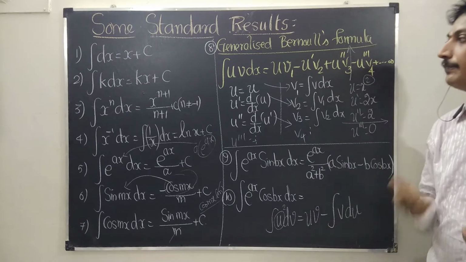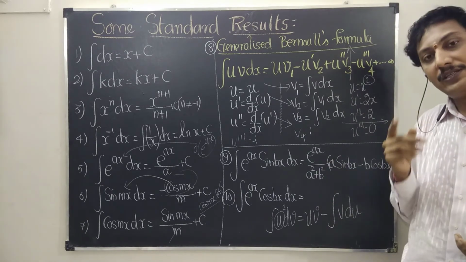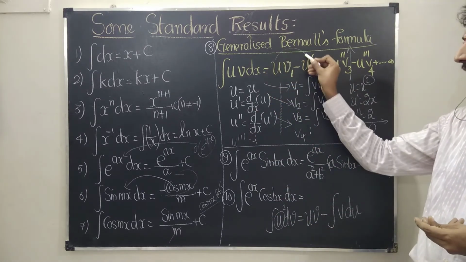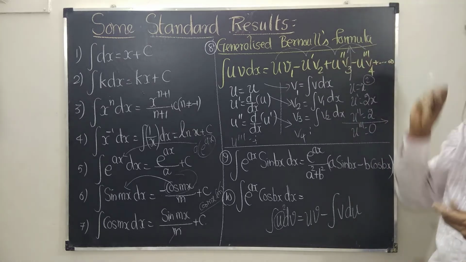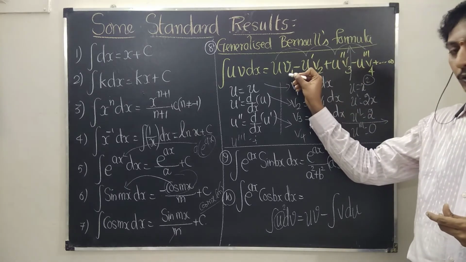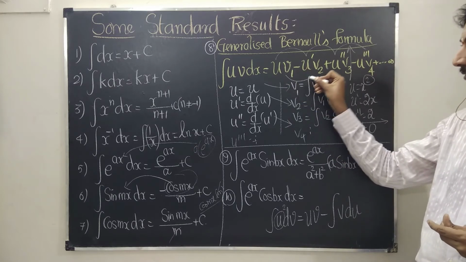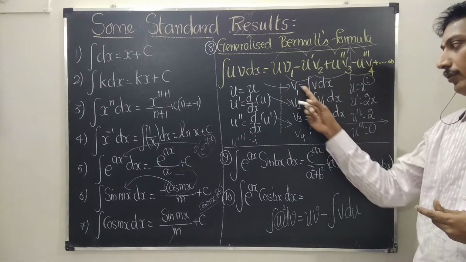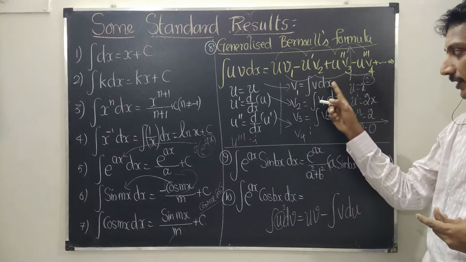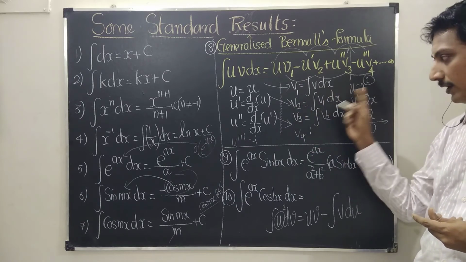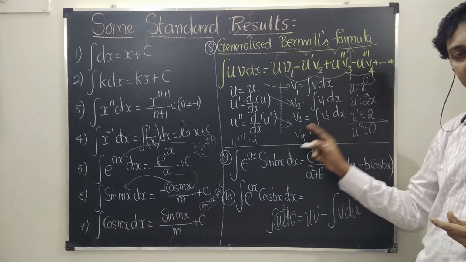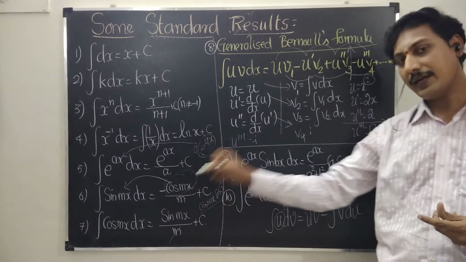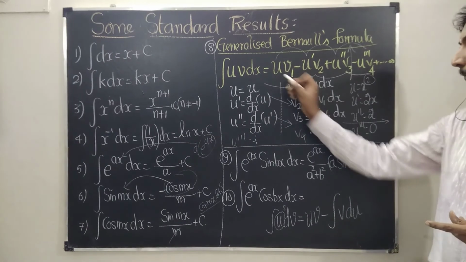Once again I repeat that. The generalized Bernoulli formula applies to a product of two functions, where one of the functions is a polynomial. It uses u, u dash, u double dash, u triple dash, etc., and in the other form v1, v2, v3, v4. What are v1, v2, v3? They are the successive integral values of v. v1 is integral v dx, v2 is integral v1 dx, v3 is integral v2 dx, v4 is integral v3 dx, and continue like that. That's why we use this formula, with alternating plus and minus signs.